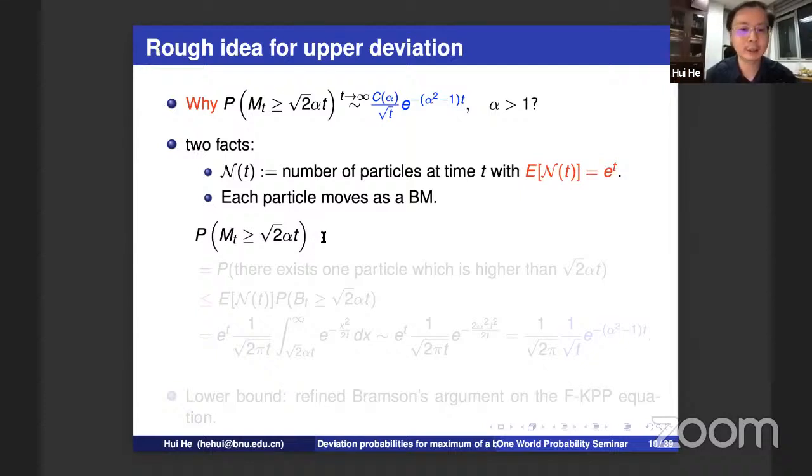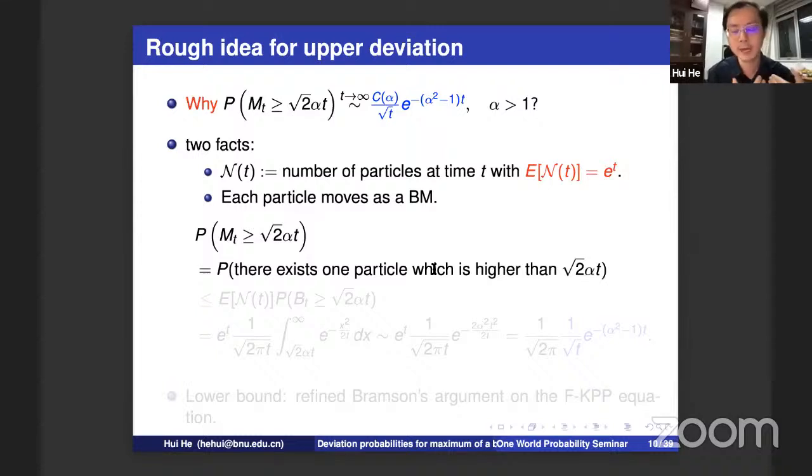It is just equivalent that there exists one particle whose position is higher than square root of alpha t, right? Since M_t is the maximum, the maximum is larger than some value. It just means that there is one particle at time t whose position is higher than this value. Then, according to the union bound, okay, we can use the union bound. I should mention that the particles are not independent because they share the paths from their ancestors.